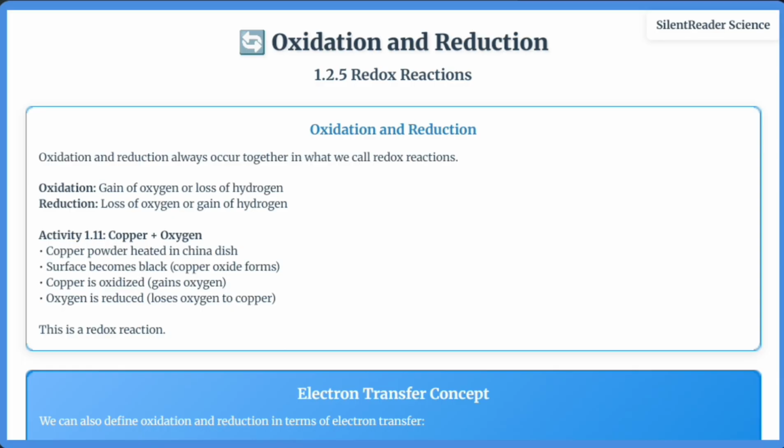We can also define these in terms of electron transfer. Oxidation is loss of electrons, reduction is gain of electrons. In the reaction between zinc and copper sulfate, zinc loses electrons to form zinc ions, while copper ions gain electrons to form copper metal. The substance that gets reduced is the oxidizing agent, and the substance that gets oxidized is the reducing agent. In redox reactions, oxidizing and reducing agents always work together. One cannot exist without the other.